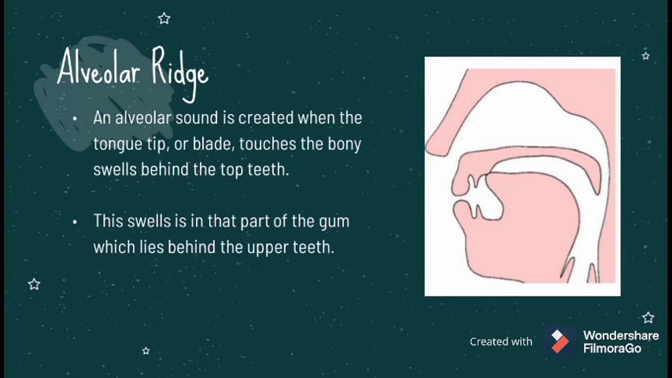And the first, I will explain about the alveolar ridge. Alveolar sound is created when the tongue tip or blade touches the bony swells behind the top of the teeth, like shown in the image. This swell is the part of the gum which lies behind the upper teeth.